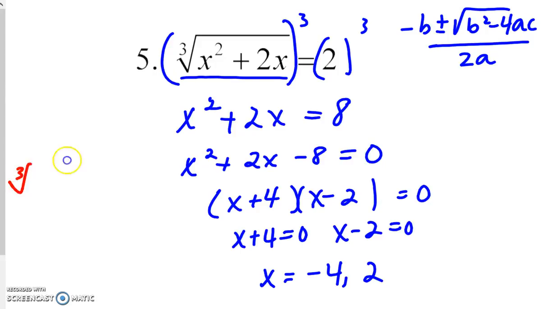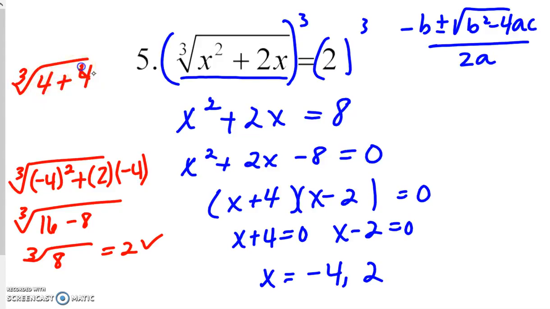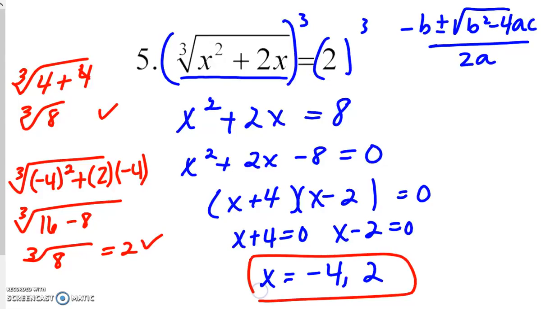So over here, I'm going to take the cube root of negative 4 squared plus 2 times negative 4. That's going to give me the cube root of 16 minus 8. That's going to give me the cube root of 8, which is 2. So it checks. Then if I put a 2 in here, I'm going to get 4 plus 4, right? Because 2 times 2, and the cube root of 8. So in this case, both answers check. So that is my answer.